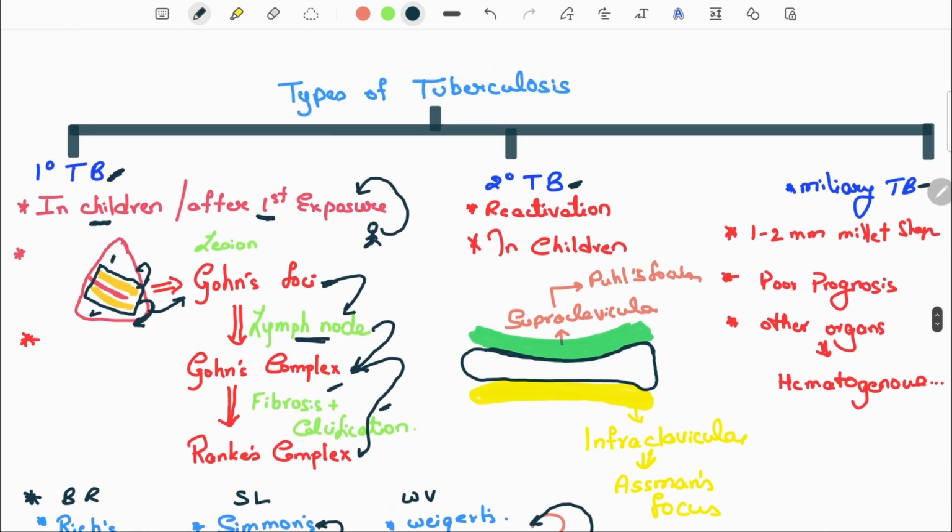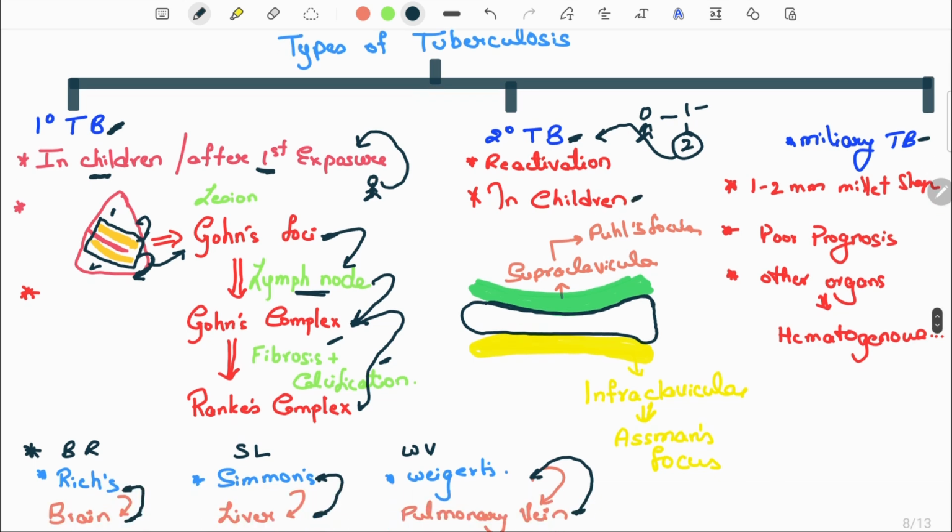Second one, secondary tuberculosis. There is reactivation. Already the child was affected with tuberculosis once, and again he is getting affected. There is reactivation, hence it is called secondary tuberculosis. In children it takes place. This is the clavicle, and the next part you should remember is this is the clavicle. Above the clavicle is supraclavicular, below the clavicle is infraclavicular.